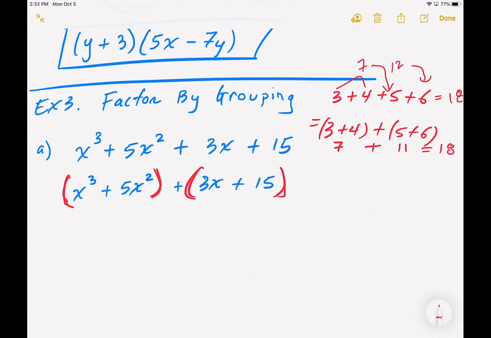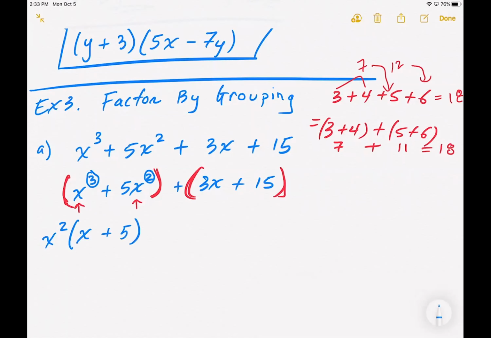x to the second power and x to the third power, meaning what can I extract out? What can I take to the outside? Do you agree that I can take x squared outside? I take x squared, and do you agree that I still have 1x here? Because x squared times x to the 1 power will give me x to the third, and x squared times 5 will give me 5x squared.